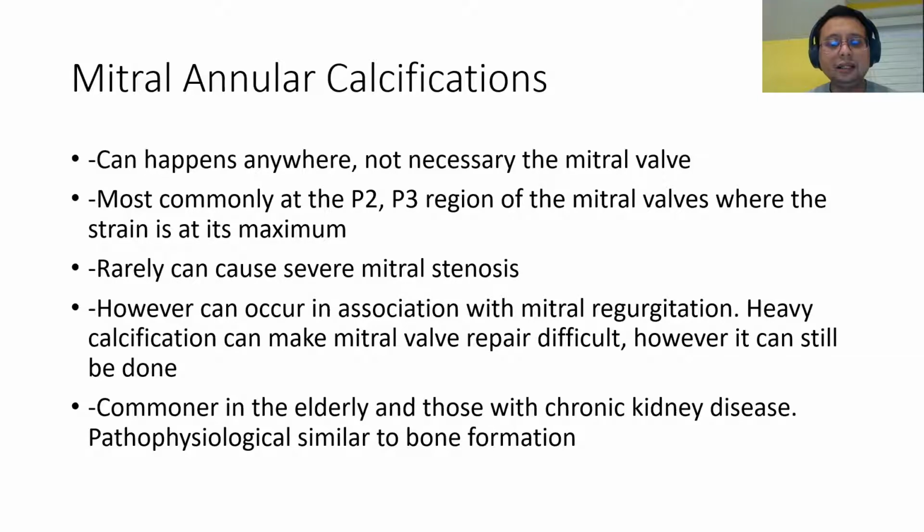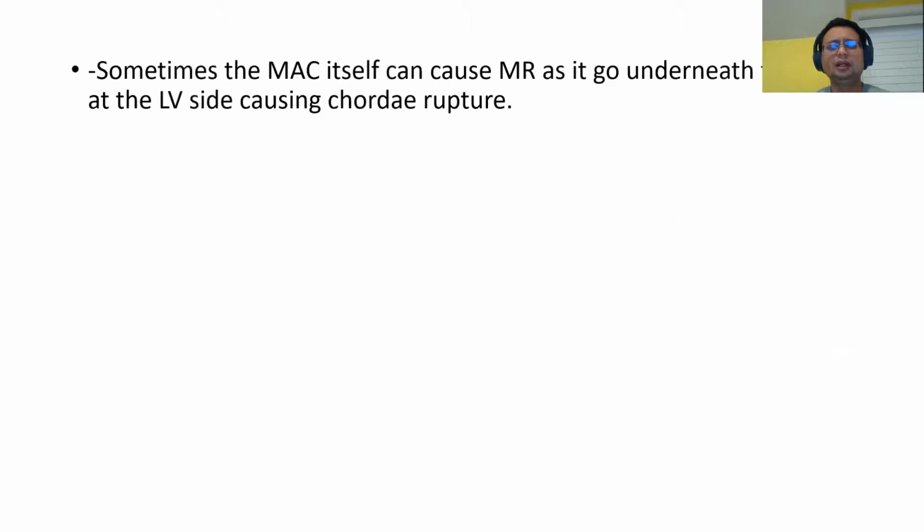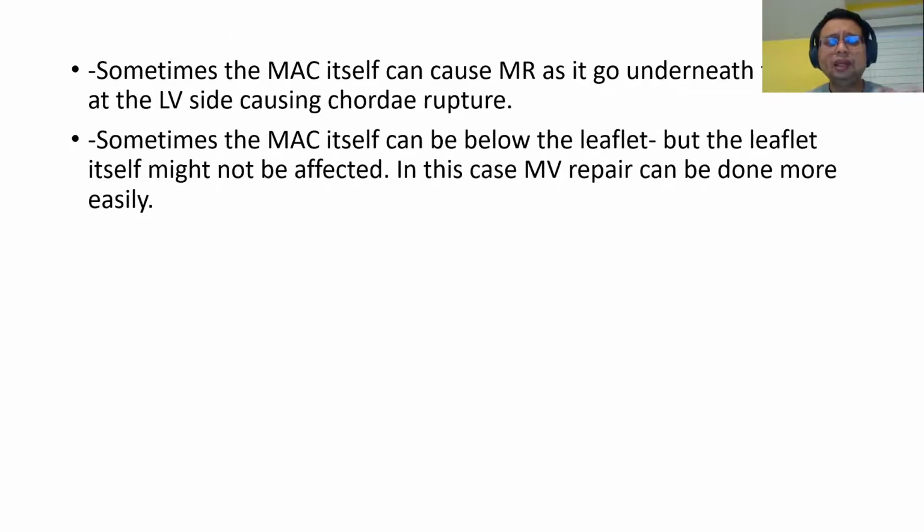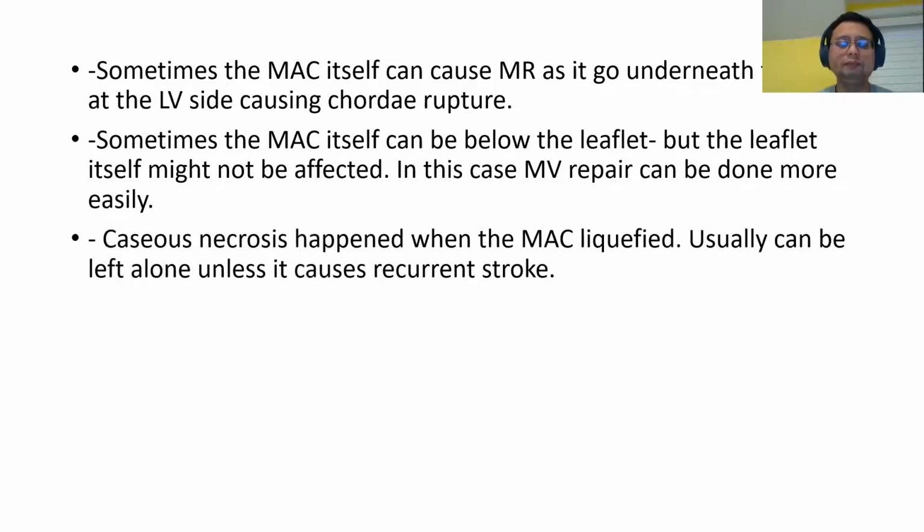It is commoner in the elderly and those with chronic kidney disease, pathophysiologically similar to bone formation. Sometimes the MAC itself can cause MR as it goes underneath the mitral valve at the LV site, causing chordae rupture. Sometimes the MAC can be below the leaflet, but the leaflet itself might not be affected. In this case, mitral valve repair can be done more easily.